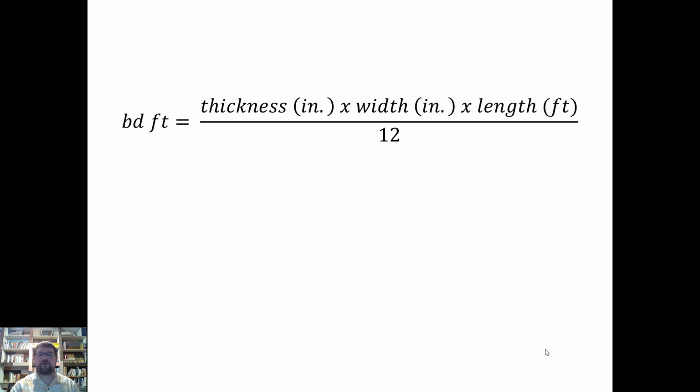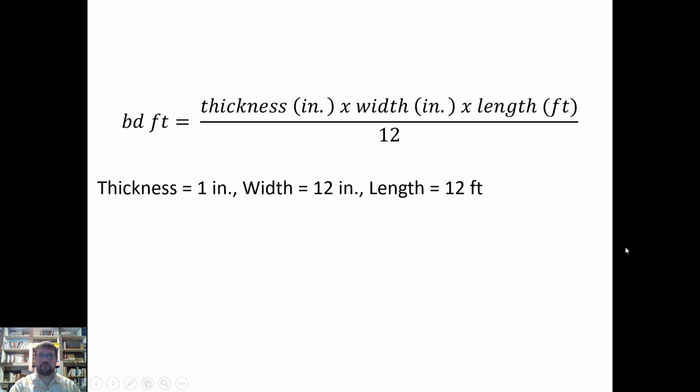So this is the equation for the board foot. The number of board feet is equal to the thickness times the width times the length, divided by 12. It's a pretty simple method to get to a board foot. Let's say we're dealing with a thickness of 1 inch. The width of the log is 12 inches. The length of the log in question is 12 feet. Then you have 12 board feet.